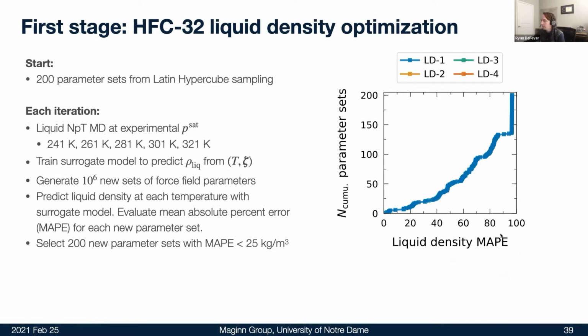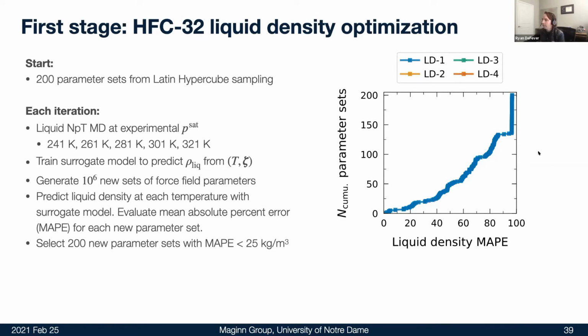So the way to read this plot, on the x-axis, you're looking at the mean absolute percent error in the liquid density. So just think error. And on the y-axis, you're looking at the number of parameter sets that have less than or equal to some value of the error. So you can think of this as being like a cumulative distribution function. So what you can say is, well, we've got 25 parameter sets that have under, let's see, 40 mean absolute percent error. That's the way to read this.